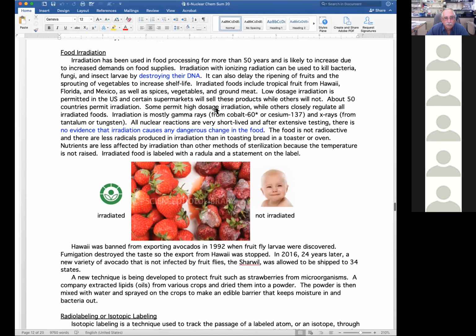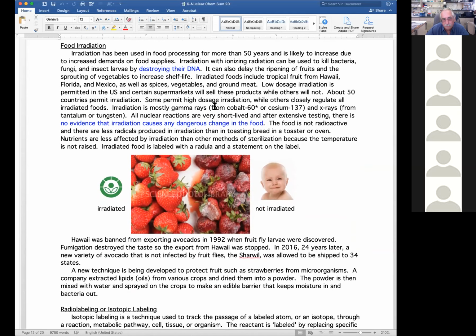Then food irradiation has been used for at least 50 years. And so here's some strawberries that were irradiated, and here's the same batch that were not. And so that's why this little boy is extremely unhappy, because look at his strawberries. Sorry, I just saw that on the internet. I had to use it for something.